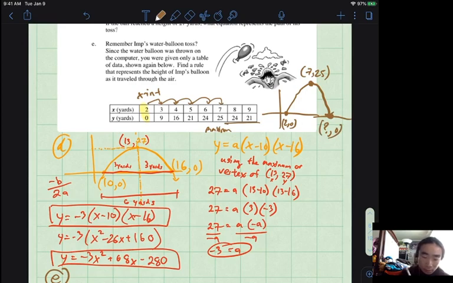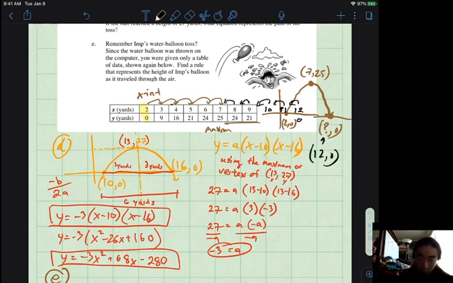Well then, we can work backwards. So there's 1, 2, 3, 4, 5 little arrows. So then we can draw 5 more arrows. 1, 2, 3, 4, 5. So this point should be 12, 0, making use of that symmetry that the vertex is in the middle. So this is an 11.